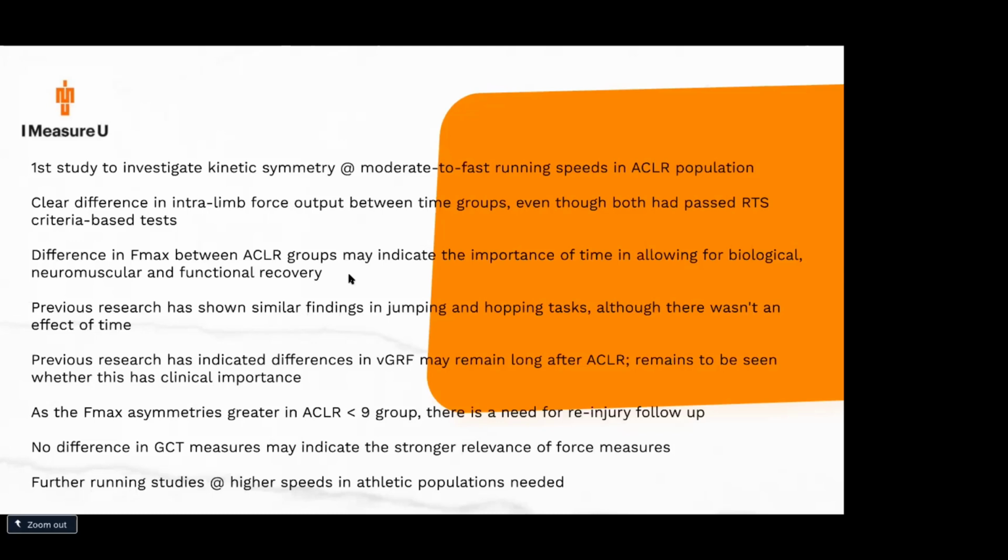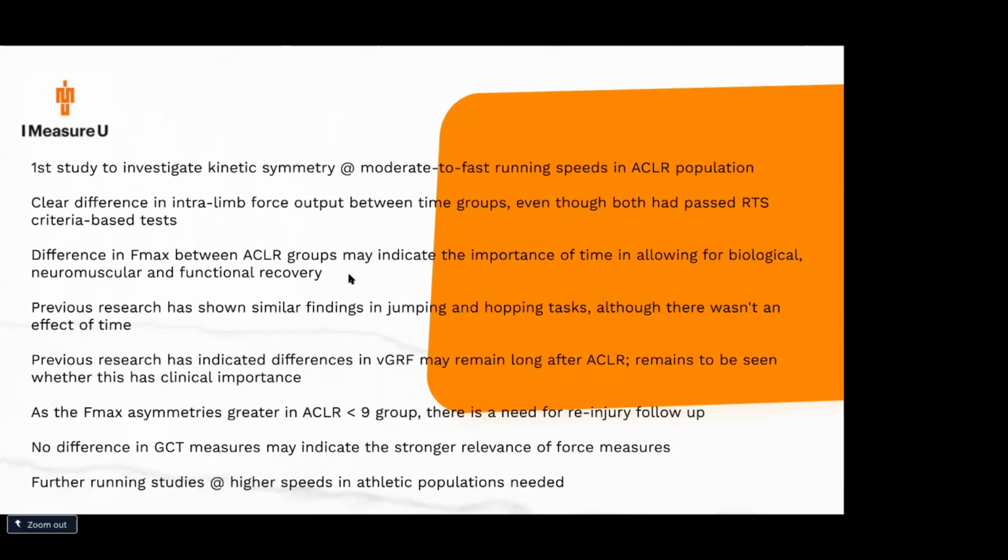Moving on to the next point, previous research has indicated differences in vertical ground reaction force that may remain long after ACLR. There was a paper cited which showed that the differences in VGRF remained up to 5 years post-surgery. So we ultimately need to know the clinical relevance of this, whether it actually leads to anything serious, re-injury, or long-term functional differences, maybe osteoarthritis.